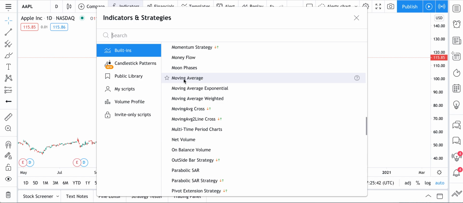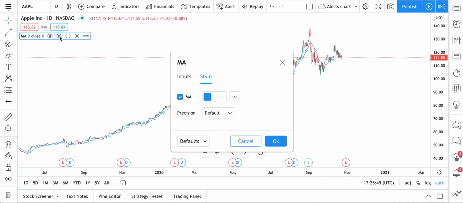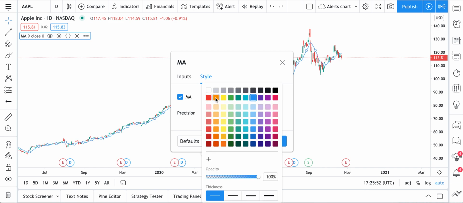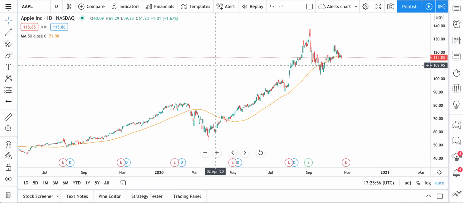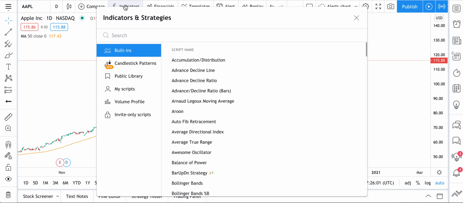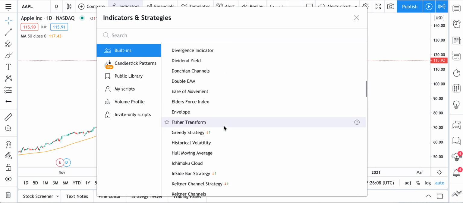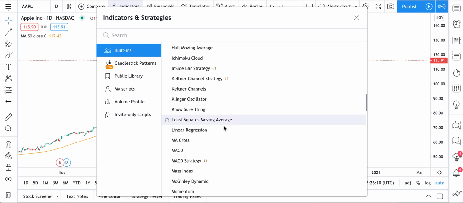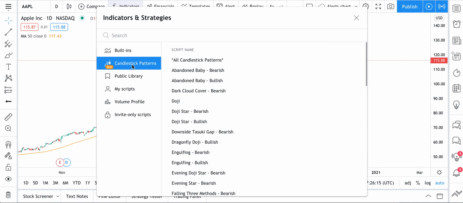For example, moving average. We click and it's added, and that is a built-in indicator on the TradingView platform. So now you can see this blue line. Why don't we make this line orange? Let's change it to a 50-day moving average. And just like that, we have a 50-day moving average on our chart. And as you saw, it's in the built-in section. These are indicators that are the foundation of price action, studying charts, technical analysis, and they're all right here as built-ins.